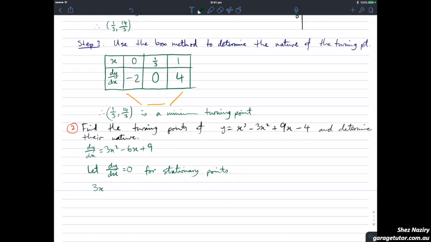So we end up with 3x squared minus 6x plus 9 equals 0. I can divide everything by 3 now, because it's equal to 0. So x squared minus 2x plus 3. And I did stuff up again. Okay, just liquid tape and put 3.